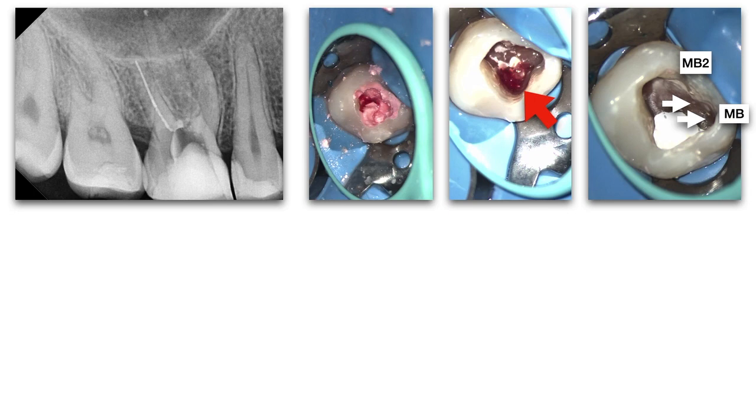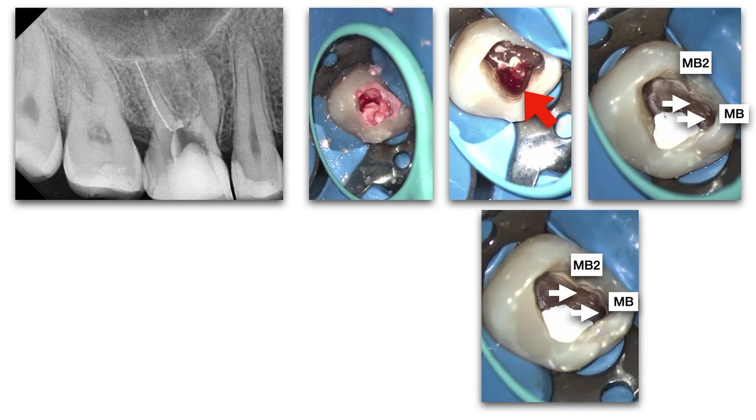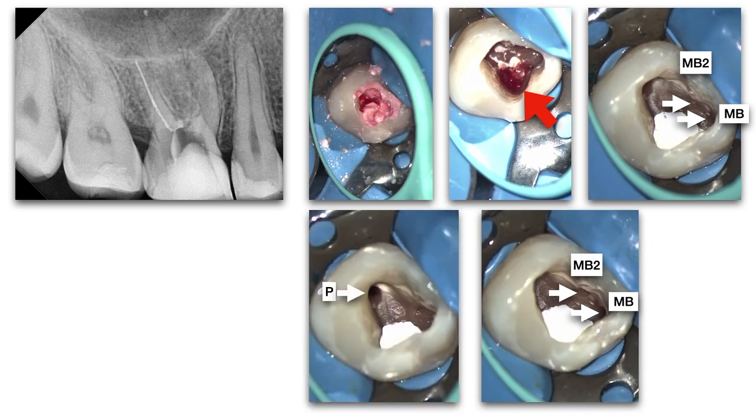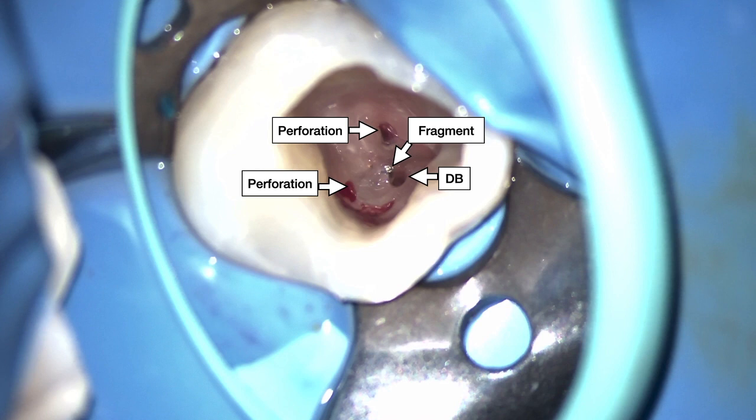So I just clean the area with sodium hypochlorite. I put a Teflon to stop the bleeding. Then I find the MB2. I clean the canals. Then I shape all the canals, especially the palatal and the MB2. Then I close the previous canal, the MB palatal, and I realize that here they made a perforation and here they made a perforation.